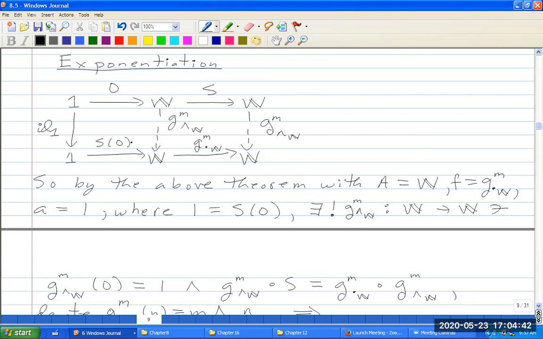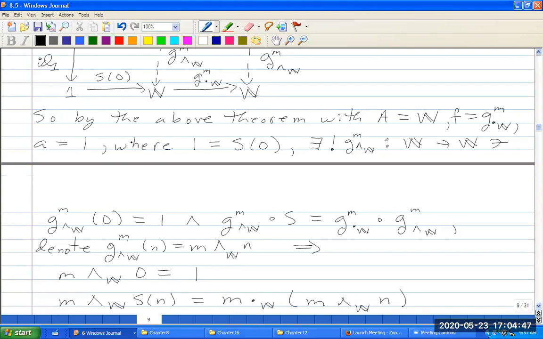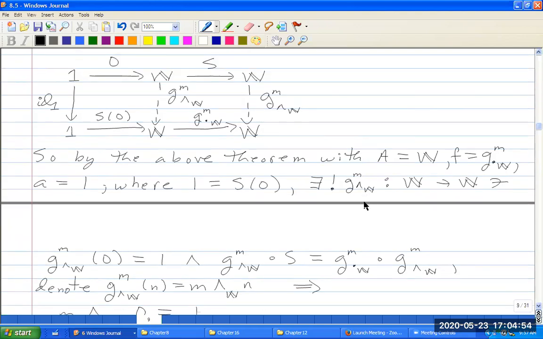Okay. Then, by the above theorem, there exists a unique function G superscript M subscript caret from the set of whole numbers to the set of whole numbers, such that, well, let's see what this says. This says here that G, the exponential, I'll call this the exponential G, the exponential G of 0 is the successor of 0.